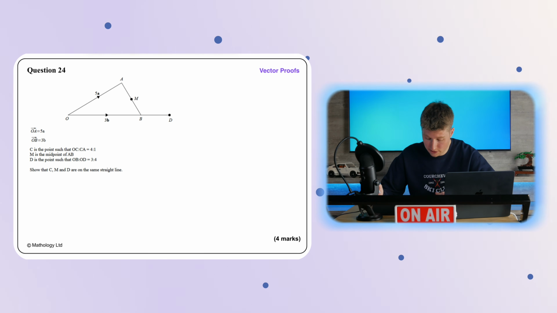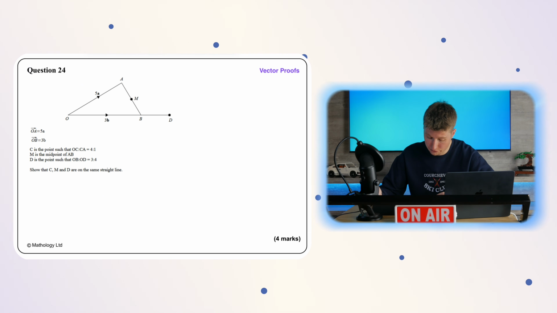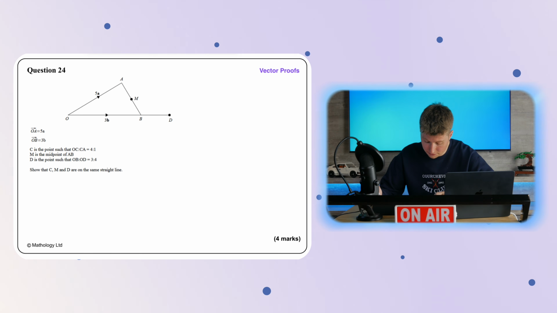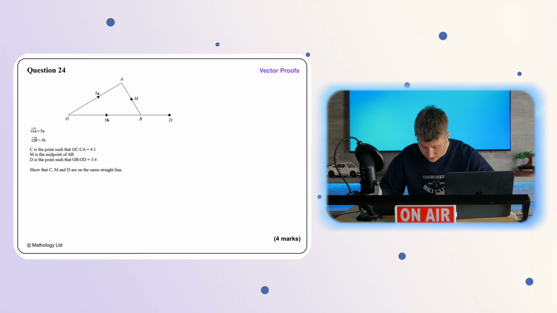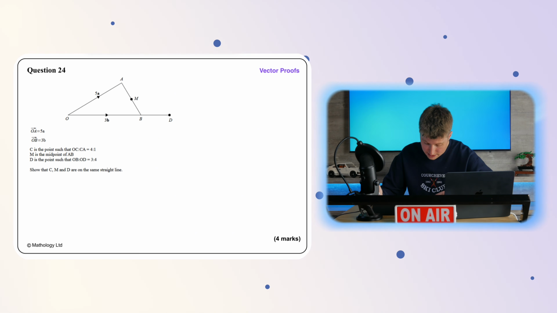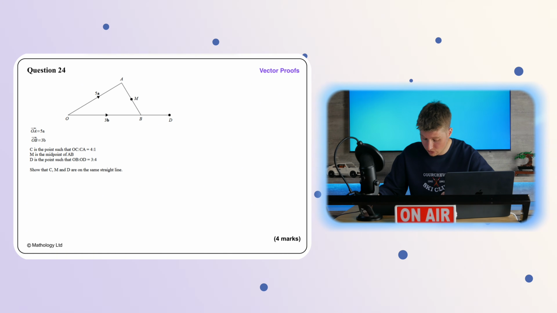The final question is question 24, and this is a vector proof question. OA is equal to 5A, OB is equal to 3B, C is the point such that OC to CA is 4 to 1, M is the midpoint of AB, D is a point such that OB to OD is 3 to 4. Show that C, M and D are on the same straight line.